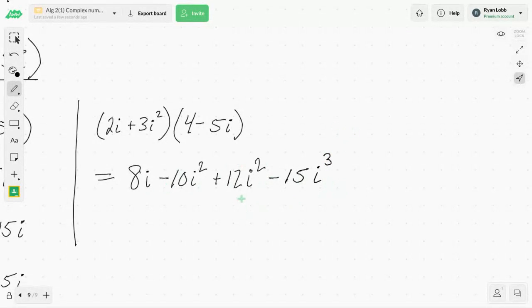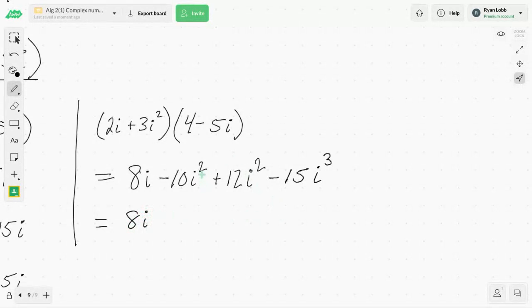Okay. Now from here, we can start to simplify and combine like terms. And in this stage, there's multiple ways you can do it. In this case, you have i squared and an i squared, negative 10i squared plus 12i squared. Or we could also simplify the powers of i. In the end, it's going to come out to be the same. All right. So in this case, what do we have? We have 8i.